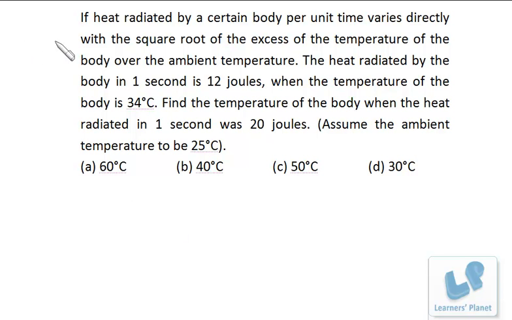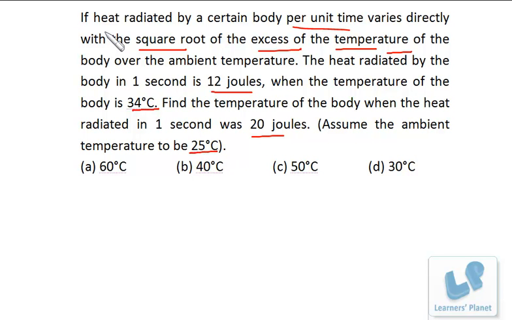Now let's see this question. If heat radiated by a certain body per unit time varies directly with the square root of the excess of the temperature of the body over the ambient temperature. The heat radiated by the body in 1 second is 12 joules when the temperature of the body is 34 degrees centigrade. Now find the temperature of the body when the heat radiated in 1 second was 20 joules. Assume that ambient temperature to be 25 degrees centigrade.